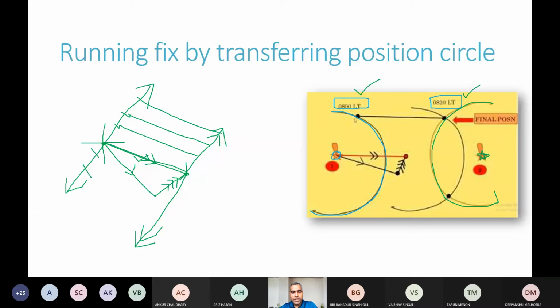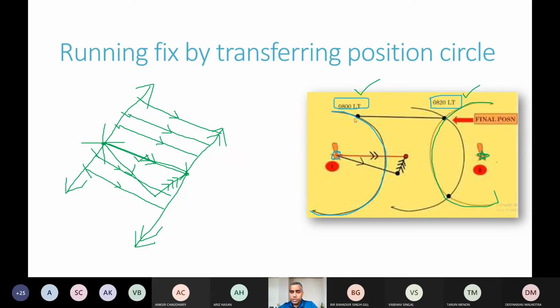So the first PL was telling us that our position lies somewhere on the first PL. By transferring it, we have the transferred PL with us. So it tells us that after this interval of time, our vessel's position has to lie on this line only. So this is the concept of transferring a PL. Now, when we are transferring a position circle, you cannot pick up any point on the circle and transfer it. How do we transfer a position circle?